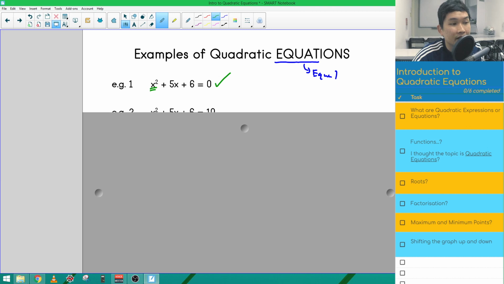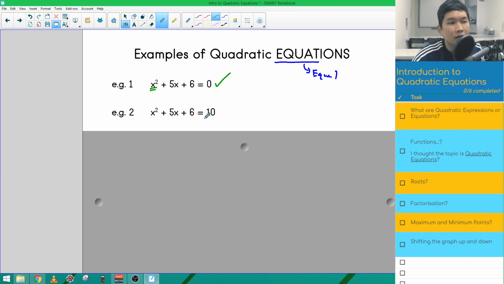Let's look at another example. Is this a quadratic equation? Well, we have to do some manipulation to find out. What we do is we bring this 10 over to the left-hand side. So it becomes a minus 10. So if we subtract 10 from the left-hand side, it will look like this. x squared plus 5x minus 4 equals 0. Can we ask ourselves, is this a quadratic equation? Yes, because the highest power of x is 2.